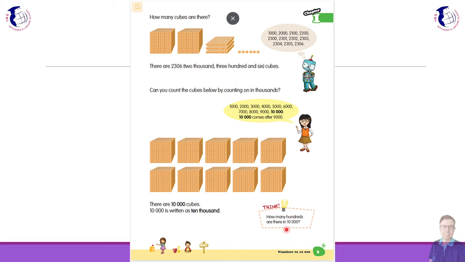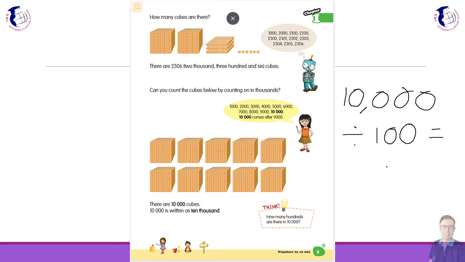And how many hundreds are there in 10,000? How would you work that out? Let's have a think. We want to know, so what you want to do here is 10,000 divided by 100 equals how many? So we want to know how many times 100 fits into 10,000. So we can break this down a little bit. How many times does 100 go into 1,000? We could go 100, 200, 300, 400, 500, 600, 700, 800, 900, 1,000. 10 times.